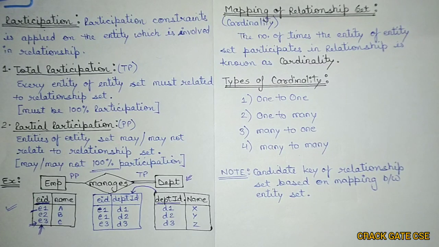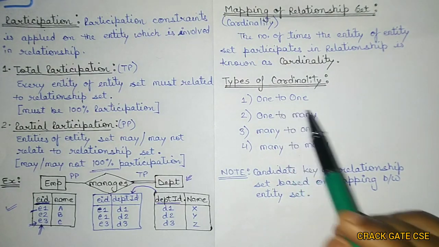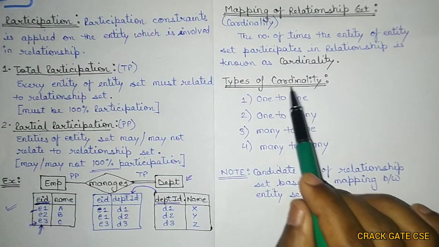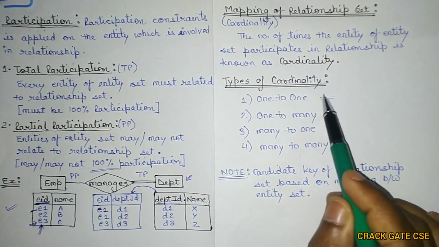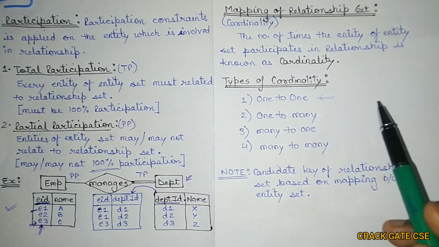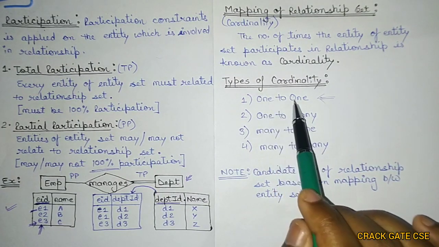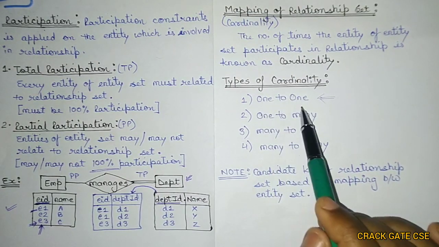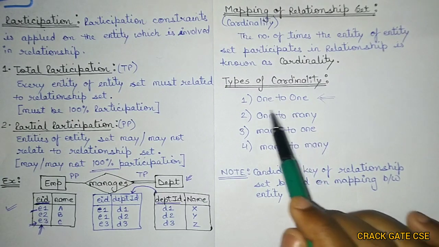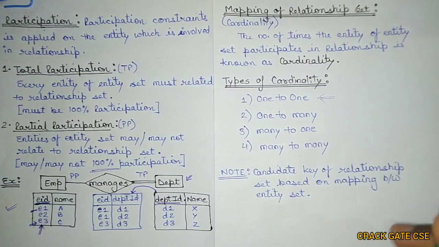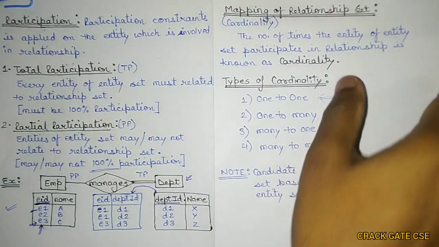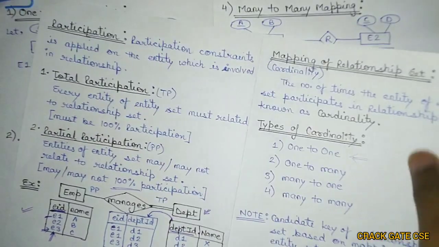Now there is one important thing: the candidate key of a particular relationship set is always based on the type of cardinality. That means if I am relating one to one, then there may be a different set of keys. If we are talking about one to many, then the key for the relationship set will be different. Now let's try to understand all of these cardinalities with the help of a few examples, right?